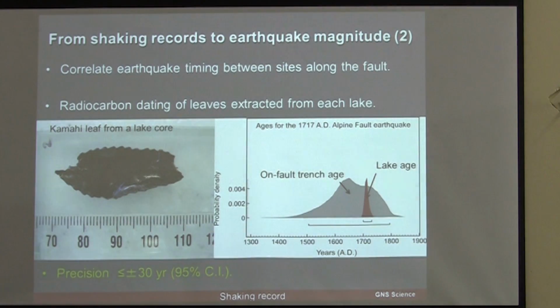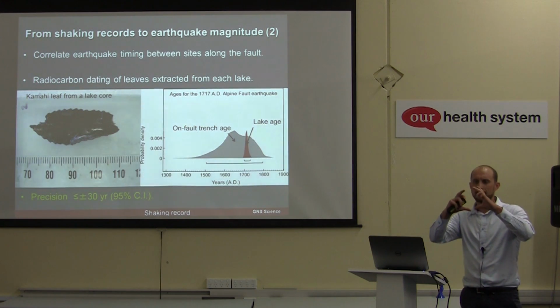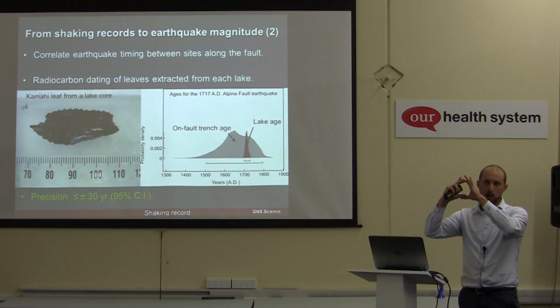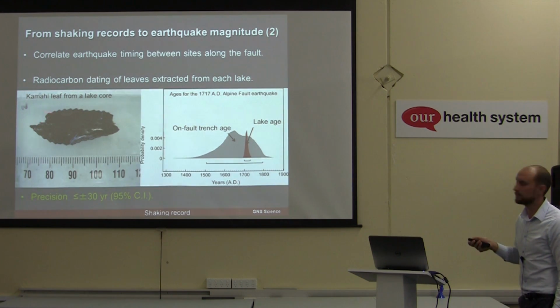So we have evidence for high intensity shaking, but as I pointed out at the start of the talk, in order to say something about the rupture length of Alpine Fault earthquakes, we need to correlate between sites. And as Ursula mentioned in her talk, recent advances in radiocarbon dating, one of the most important approaches for dating past earthquakes, means that we've gone from generating a date from a piece of wood or organic material of about that size to being able to date these individual leaves.